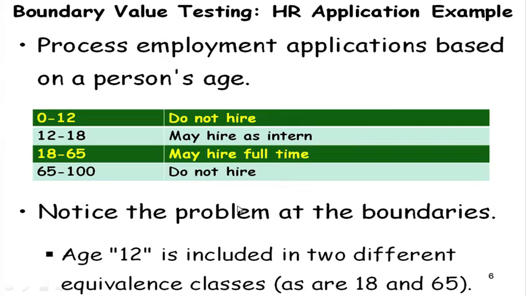So, the specification itself has a problem. Obviously, the code which is written based on this specification would have the similar problem. Just look at the boundary. So, 0 to 12. So, is 12 included here? Is 12 not hired? And is 12 hired as an intern? What about 18? Can 18 be hired as an intern and also as a full time? What about 65? So, the specification itself has problem at the boundary.